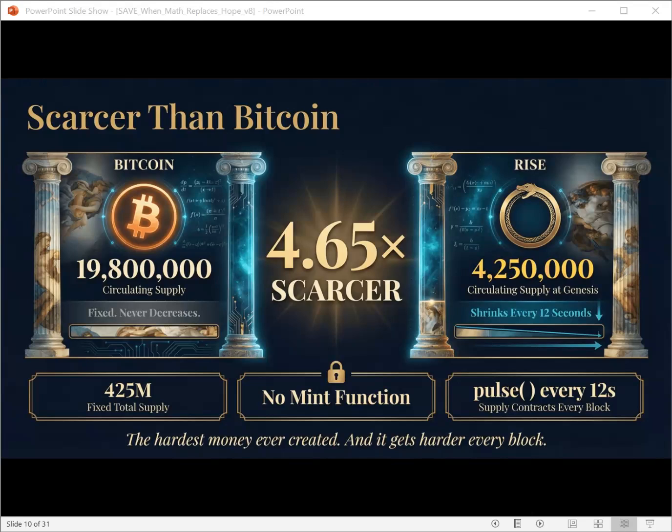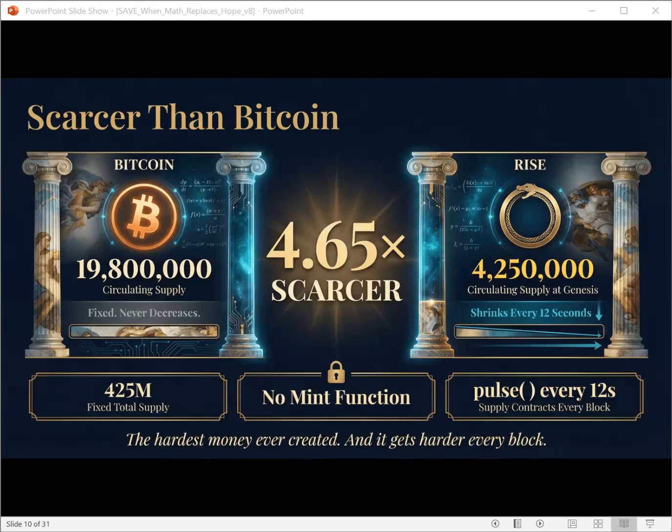Under the hood, the protocol runs on a token called Rise. You never interact with it directly. It works in the background, like the engine in a car. You never open the hood to see. But understanding its scarcity explains why Safe's price can only go up.